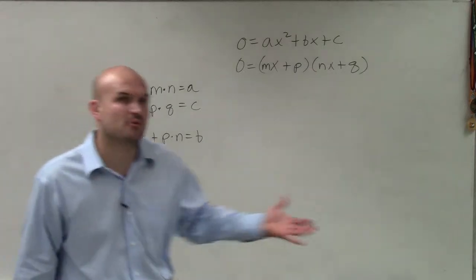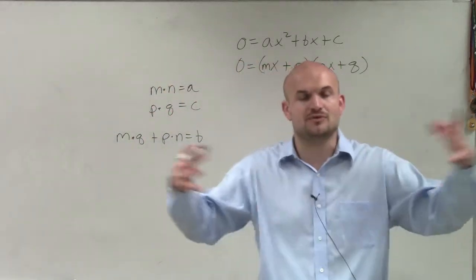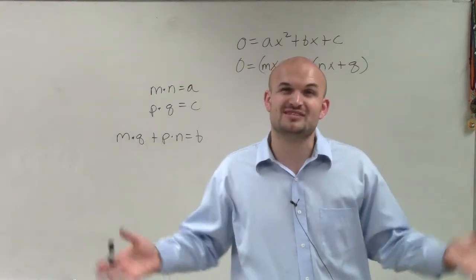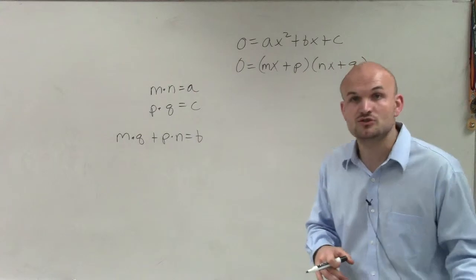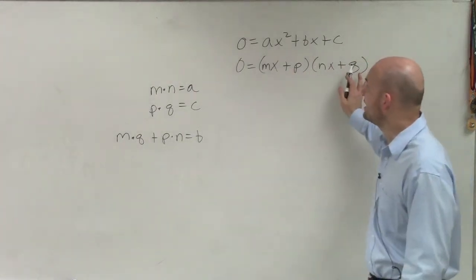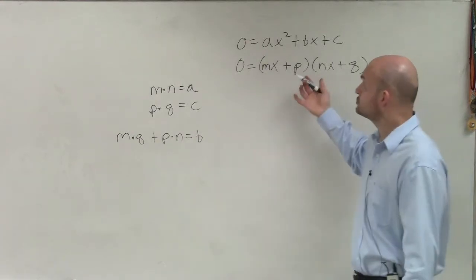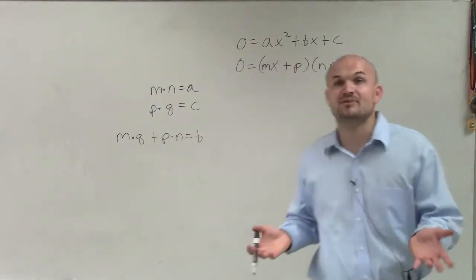And that's just one of the important things, that you can always go back and check your answer. And that's so nice about factoring. We go through this whole process, but we also need to understand that we can always go back and check our answers. Make sure that our factored product, when we multiply it out by using FOIL, or the distributive property, multiplies to give us 0 equals ax squared plus bx plus c.